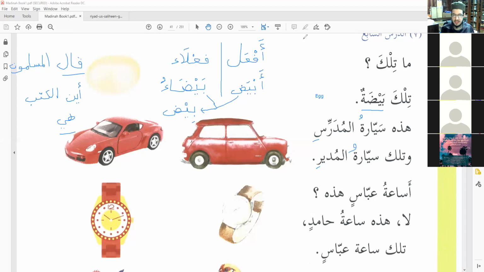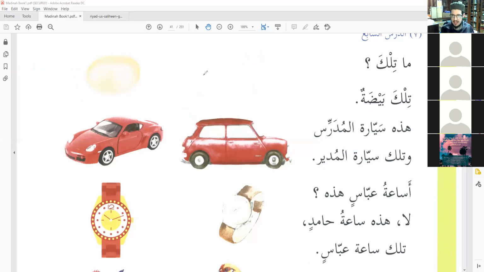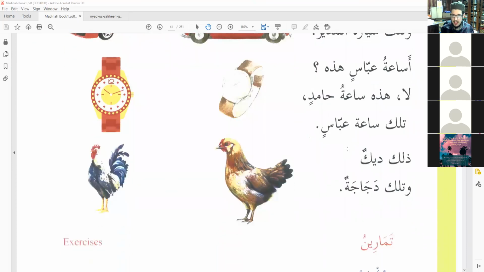Very good. Okay, excellent. Let's go to the Sayyid family for a discussion about watches. A'sa'atu abbasin hadihi? La, hadihi sa'atu hamid, tilka sa'atu abbas. MashaAllah, excellent work. Can you guys translate that for us? That was great. Is this Abbas's watch? No, this is Hamid's watch. That is Abbas's watch. Fantastic.